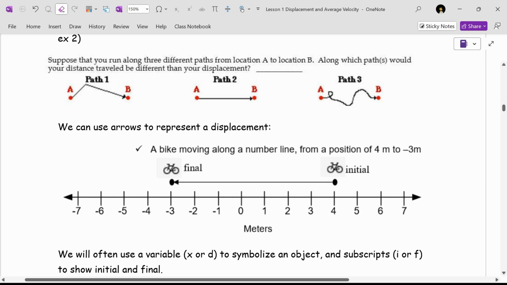Suppose you run along 3 different paths from location A to location B. It says, along which paths would your distance be different from your displacement? I'm going to reverse the question. Of those 3 paths, only one has the same distance and displacement magnitude. Which one? So this is the one where your displacement and your distance would be the same. It wants which ones would be different, so that would be different and that would be different.